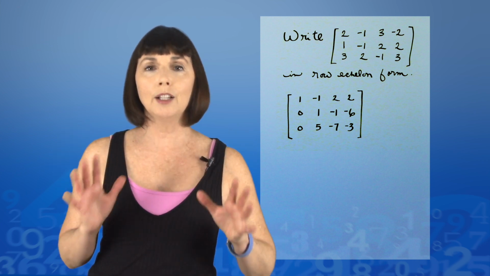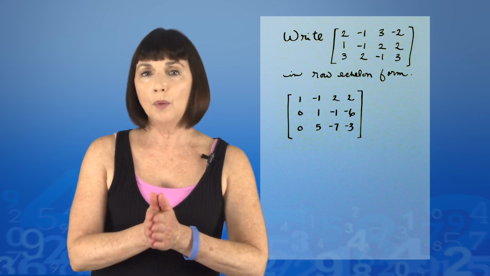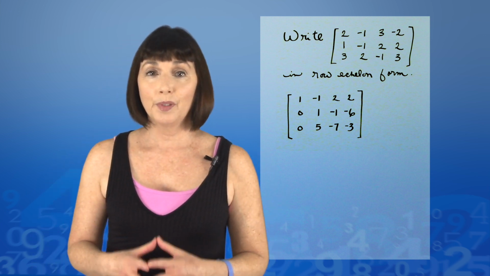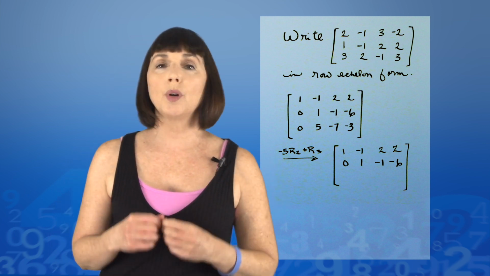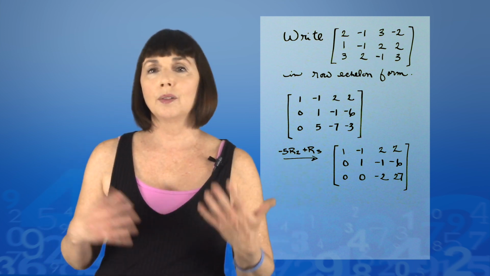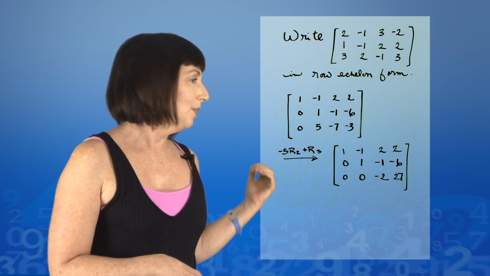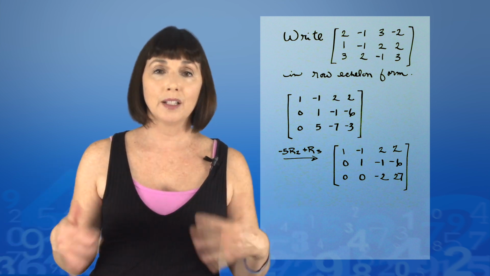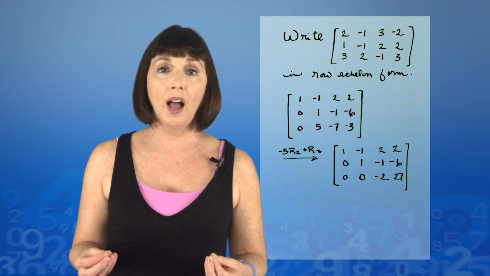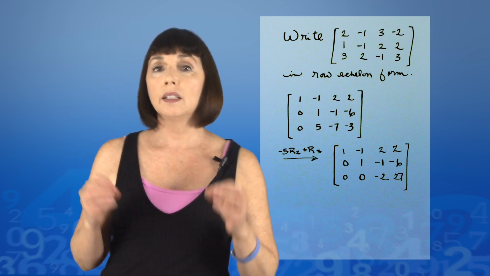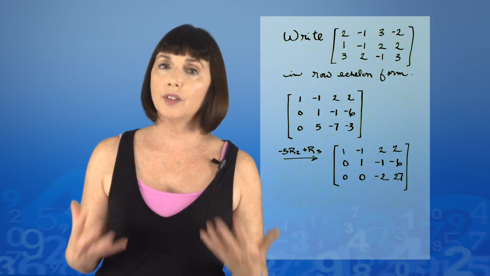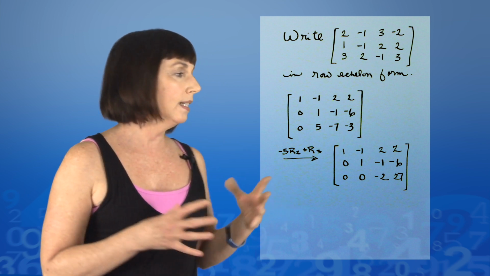All right, now let's just take a look at what we have here. Now what we need is for that second element in row 3 to be a 0. So let's take -5 times row 2 and add it to row 3. All right? -5 times 0 is 0 plus 0 is 0. -5 times 1 is -5 plus 5 is 0. -5 times -1 is 5 plus -7 is -2. And then -5 times -6 is 30, plus -3 is 27.